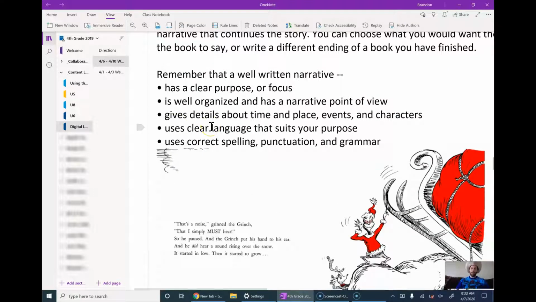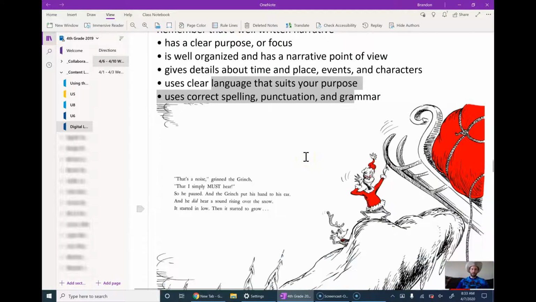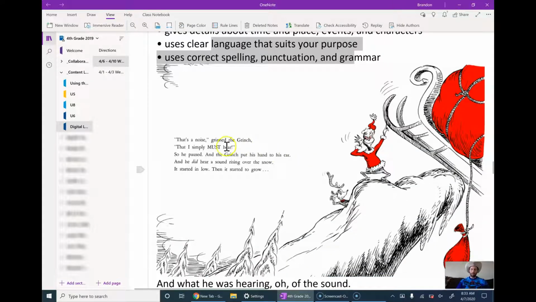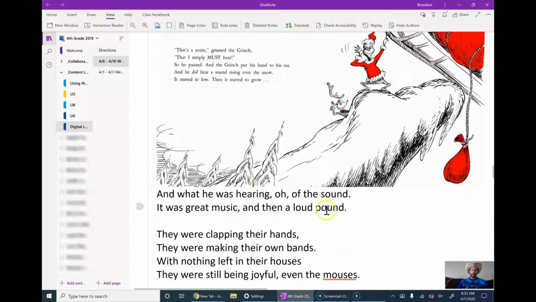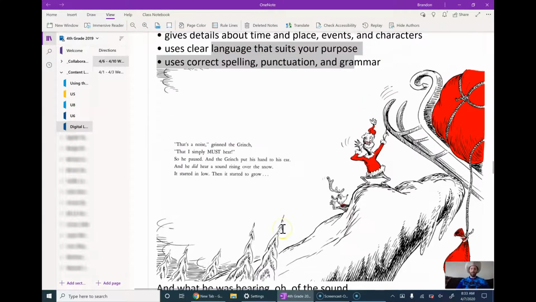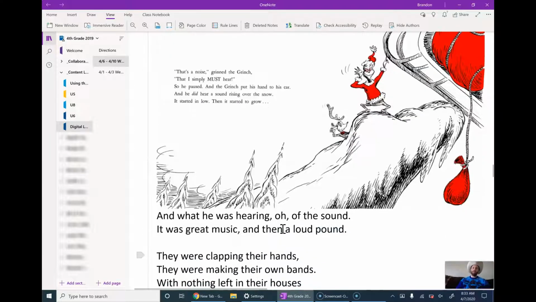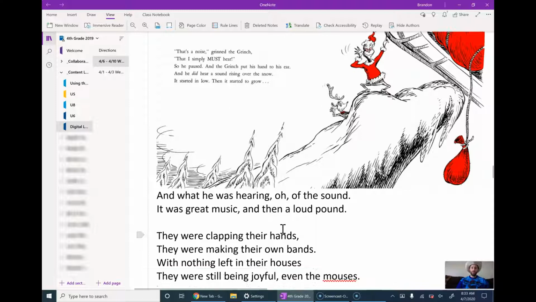You're also going to see my language suits the purpose. You'll notice in The Grinch Who Stole Christmas, he has rhyming couplets. He has here, ear, snow, grow. So when I wrote, I had to make sure that my stuff rhymed as well with every line or every other line. Alright, so watch and listen to the new ending for The Grinch Who Stole Christmas.